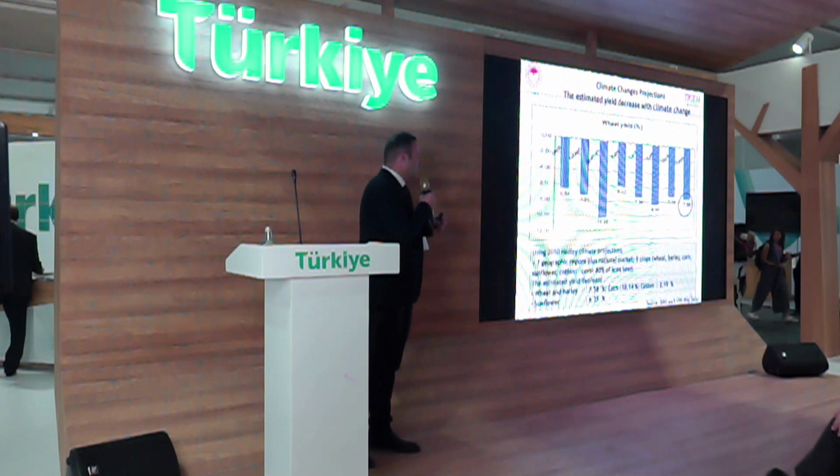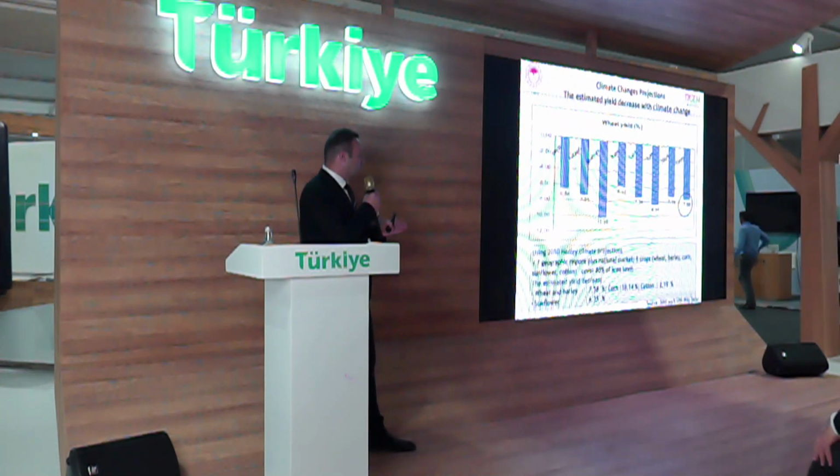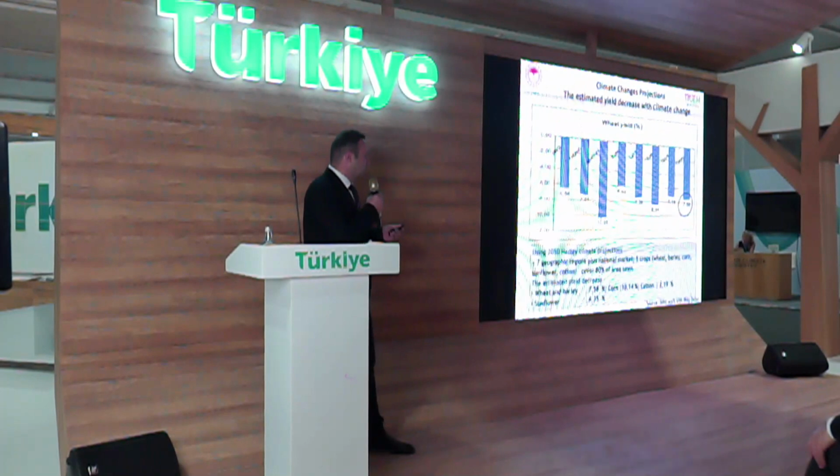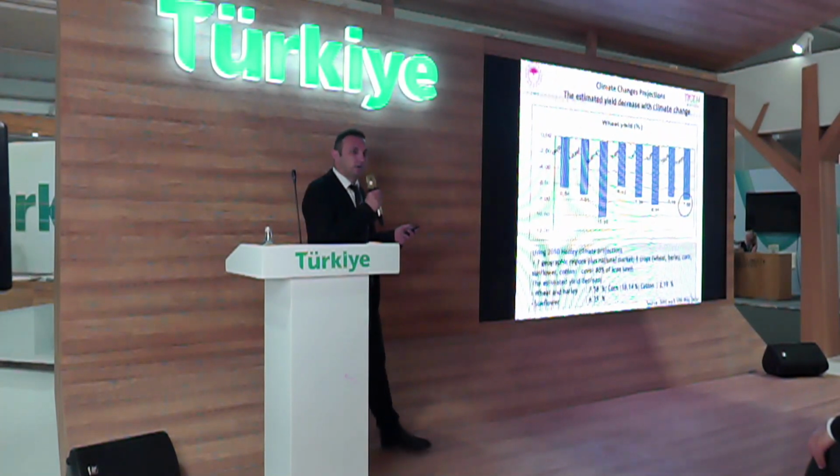The estimated yield decrease for wheat and barley is 7.5 degrees, corn is 10, cotton is 2.19, and sunflower is 6.35 degrees.